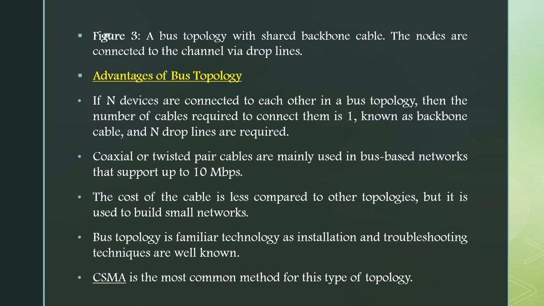Advantages of bus topology. If n devices are connected to each other in a bus topology, then the number of cables required to connect them is 1, known as the backbone cable, and n drop lines are required. Coaxial or twisted pair cables are mainly used in bus-based networks that support up to 10 Mbps. The cost of the cable is less compared to other topologies, but it is used to build small networks. Bus topology is familiar technology as installation and troubleshooting techniques are well known. CSMA is the most common method for this type of topology.